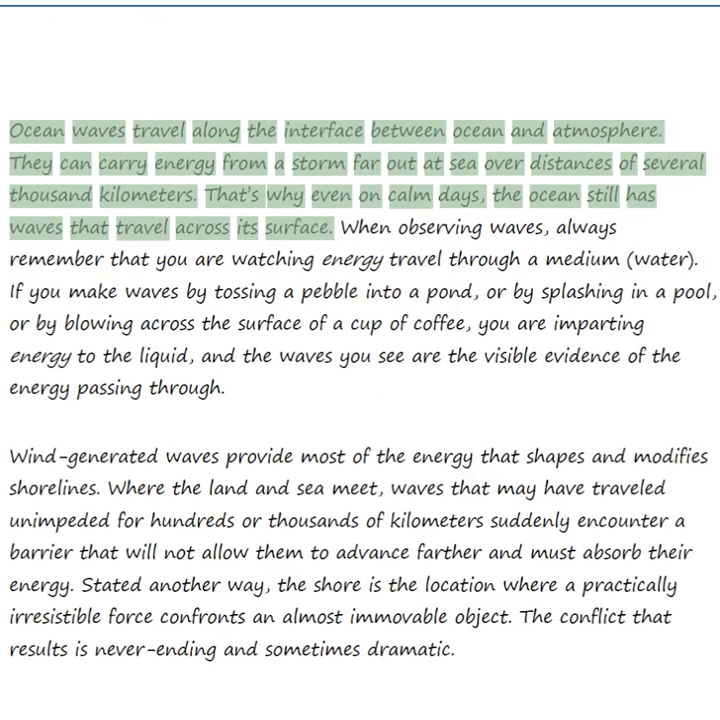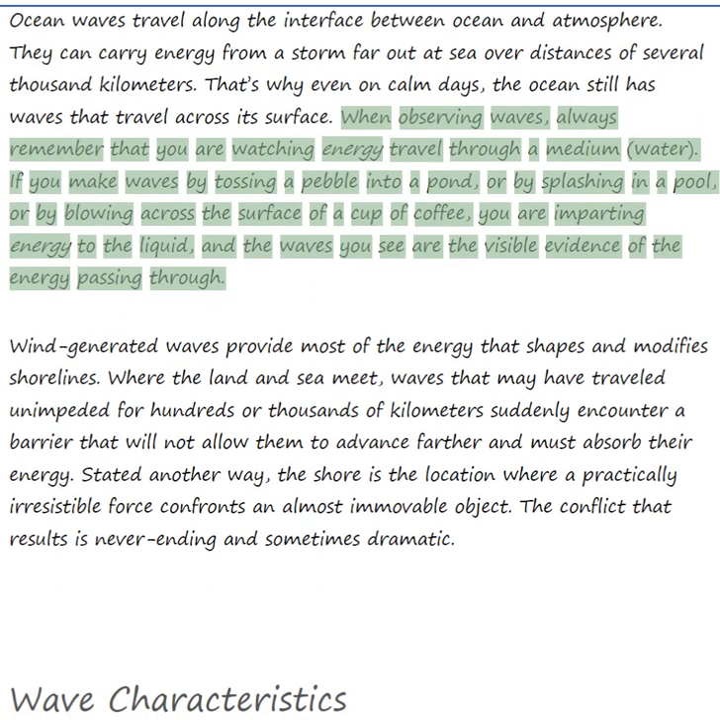Ocean waves travel along the interface between ocean and atmosphere. They can carry energy from a storm far out at sea over distances of several thousand kilometers. That's why even on calm days, the ocean still has waves that travel across its surface. When observing waves, always remember that you are watching energy travel through a medium.